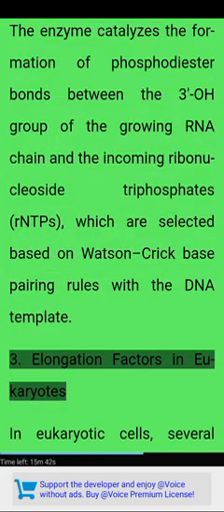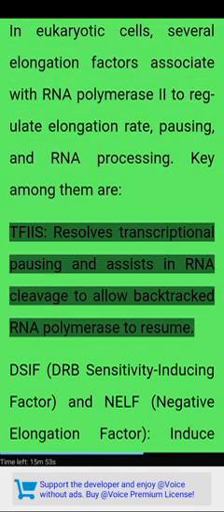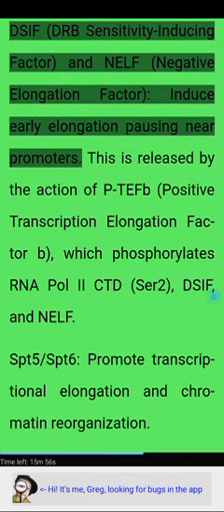3. Elongation factors in eukaryotes. In eukaryotic cells, several elongation factors associate with RNA polymerase II to regulate elongation rate, pausing, and RNA processing. Key among them are TFIIS, which resolves transcriptional pausing and assists in RNA cleavage to allow backtracked RNA polymerase to resume. DSIF, DRB sensitivity inducing factor, and NELF, negative elongation factor, induce early elongation pausing near promoters.